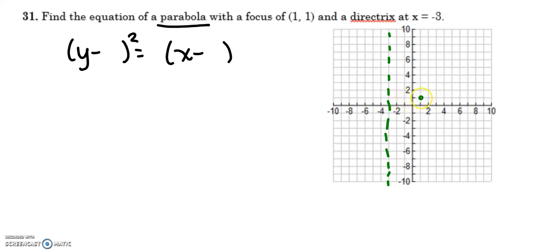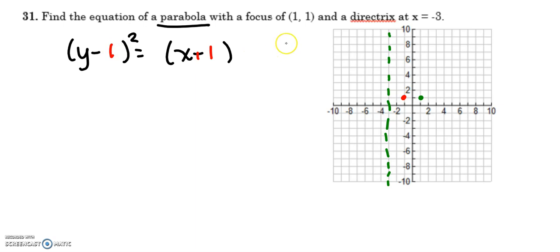The next thing that I need to figure out is my vertex, and the vertex splits the difference between the directrix and the focus. So 1, 2, 1, 2. So here's my vertex, which is at -1, 1. So -1, 1. That was a weirdly written 1.